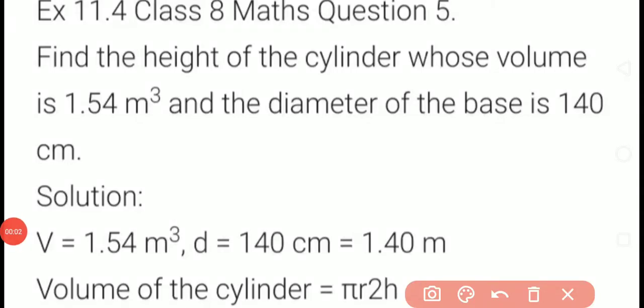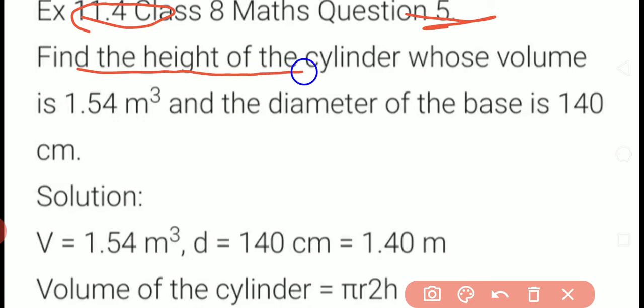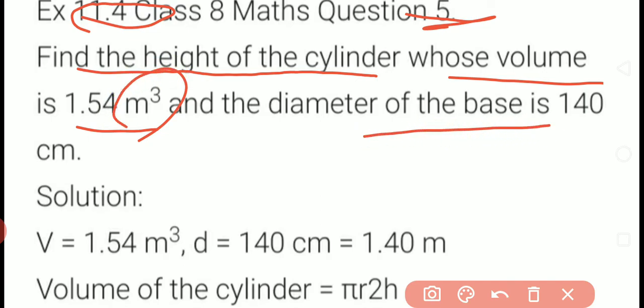Hello everyone, today we are going to start the fifth question of exercise 11.4. What we have been given here is: find the height of the cylinder whose volume is 1.54 meter cube. You know, volume always falls in cubic units, and the diameter of the base is 140 centimeter. At first we have to make them in the same units. You can make it centimeter or convert 140 centimeter into meters.